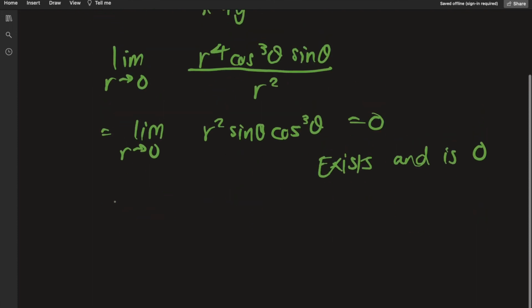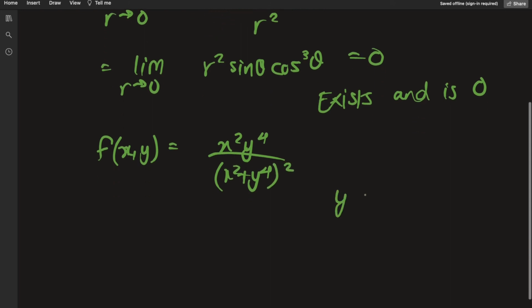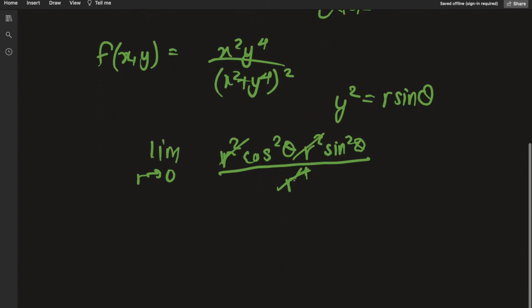Okay, we can do the last one. If you have f of x and y to be x squared y to the 4th over x squared plus y to the 4th squared. Again, the denominator is a little messed up. Let's use some modified polar coordinates here. So limit as r goes to 0, r squared cos squared theta, r squared sine squared theta divided by r to the 4th. You see the r's cancel out, all the powers. You just have cos squared theta sine squared theta, which is dependent on the direction.